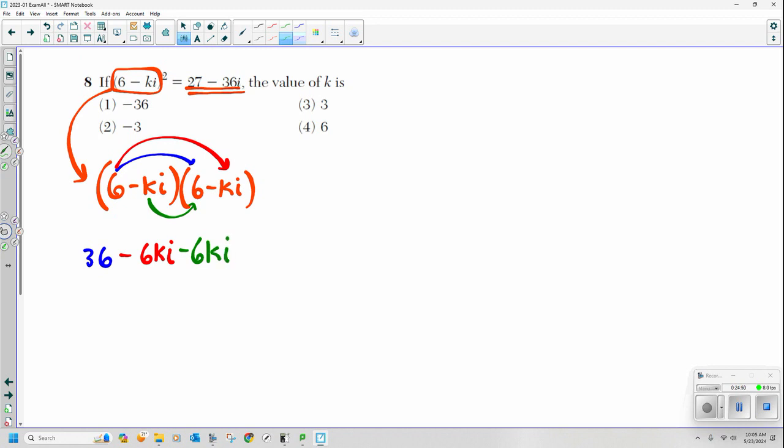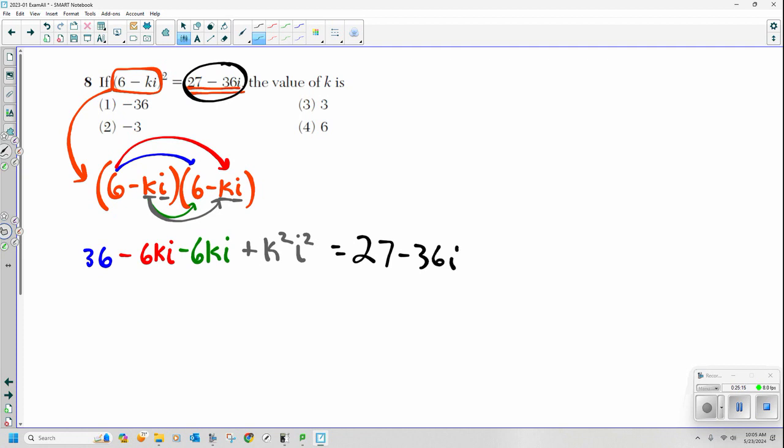Now, kids, don't blink. A negative times a negative is going to give us a positive. k times k is k squared. And i times i is i squared. There's two things I can do here. Now, let's not forget, it's still equal to 27 minus 36i. The only two things I could do on the left side: the 36 I can do nothing with. Negative 6ki and negative 6ki is negative 12ki.